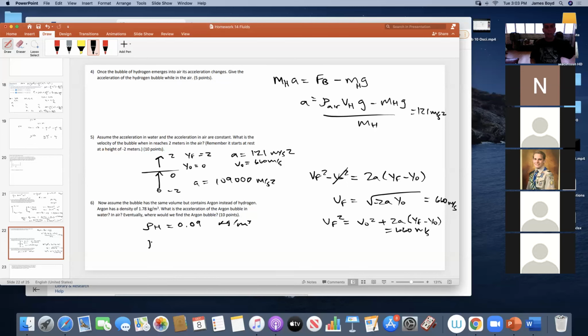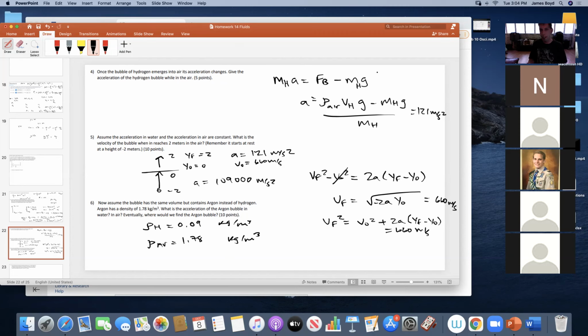So we're going to repeat everything with argon, which is 1.78. But there's one huge difference here. The density of air was only 1.2. Argon has a greater density than air, but less dense than water. And so what that means is that when it comes out of the water, it's going to be accelerating pretty close to what the hydrogen is. But as soon as it gets to the air, there's no buoyant force.